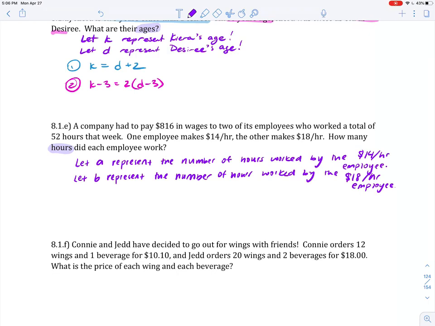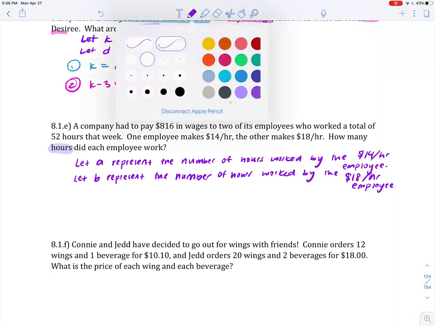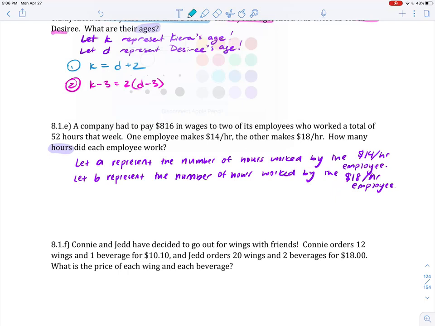Right, so now I know that A will represent the number of hours worked by the $14 an hour employee, and B represents the number of hours worked by the $18 an hour employee. Now we have to look back at the information provided and see what's relevant here. A company had to pay $816 in wages to 2 of its employees who worked a total of 52 hours a week. One employee makes $14 an hour, the other makes $18 an hour. Wonderful. Seems all relevant to me.